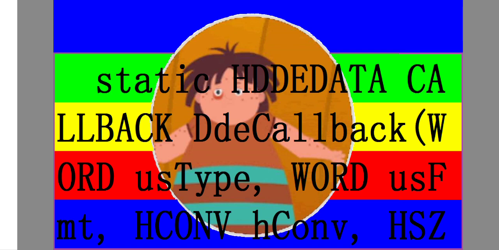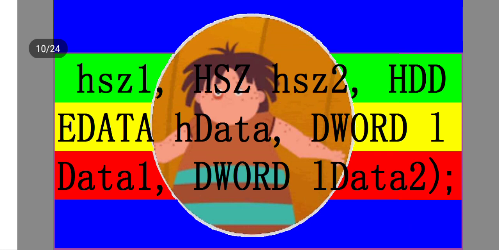WORD uType, uFmt (format), HCONV, HSZ, a new type, a handle to DDE string. HSZ1, HSZ2, HDDEDATA hData, DWORD lData1, DWORD lData2.